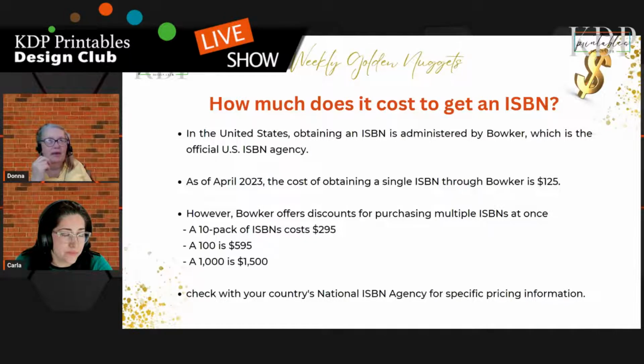When you're thinking about your ISBN number, you get one for free from KDP, but you can only use it on KDP. If you only bought one ISBN number, that's $125, and you can only publish one time. If you buy a 10 pack, it comes out to $29.50 for every ISBN number. That's your cost of doing business. It's $29.50 to go on the back.